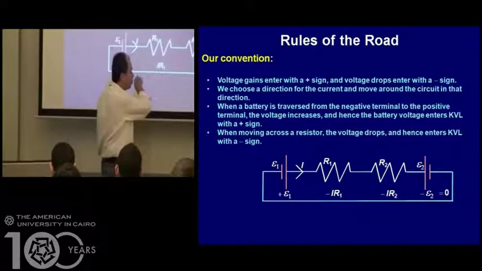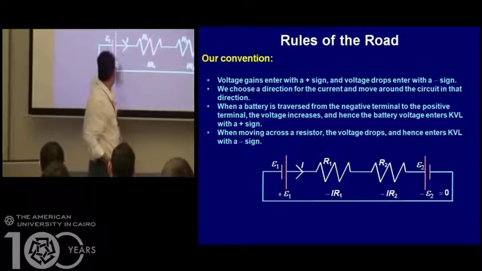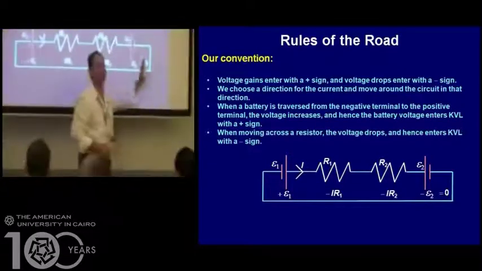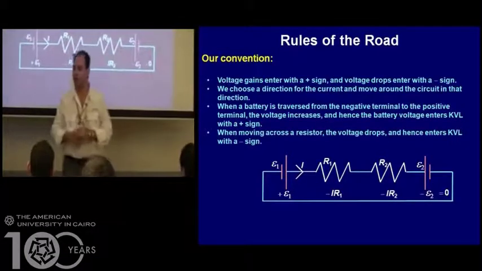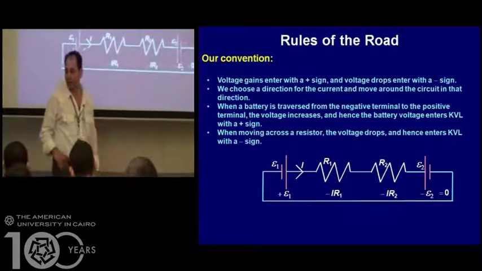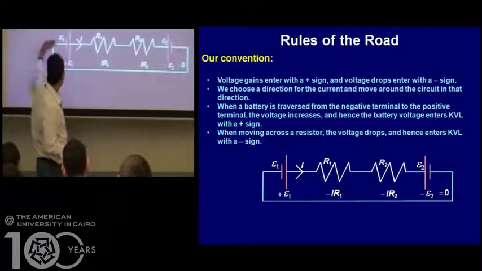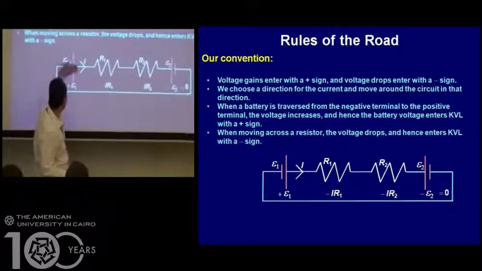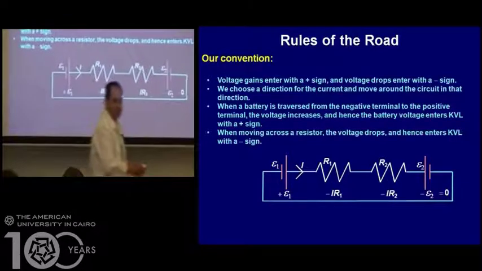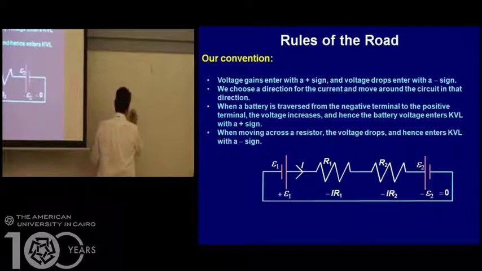So I'm going to go clockwise. I'm going to start from that point. Someone will ask, why do you start from that point? Can we start from here? Yes, it's the same thing. You can start wherever you want. You're going to go around that whole loop, so it doesn't matter where you start. So I'm going to start from that point and go in that direction. When I cross that battery, the last terminal has a positive potential, so that's positive E1.